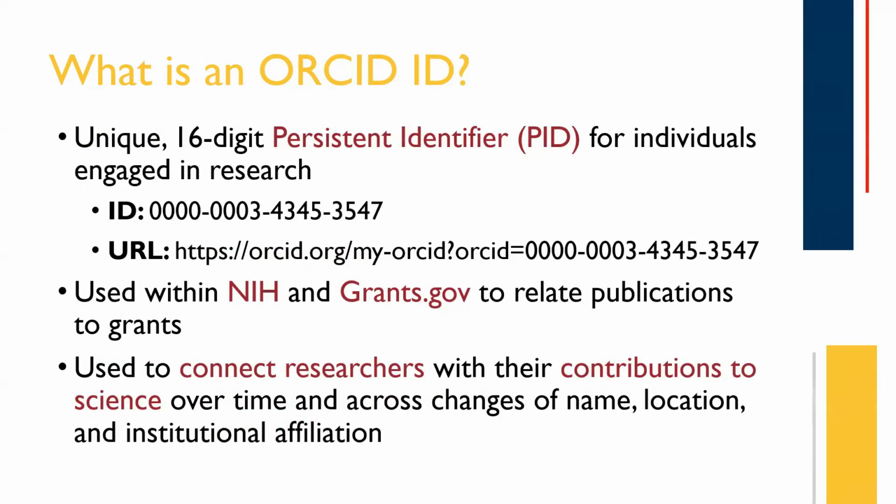So what's the ORCID ID? It's a unique 16-digit persistent identifier for individuals engaged in research, and this is what the ID looks like, and then the URL for that profile with ORCID. It is used within NIH and grants.gov to relate publications to grants, and it's used to connect researchers with their contributions to science over time and across changes of name, location, and institutional affiliation.